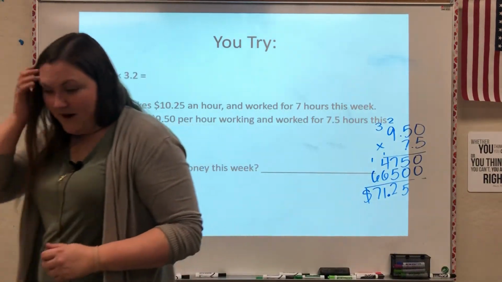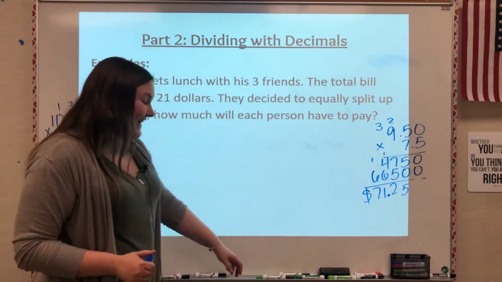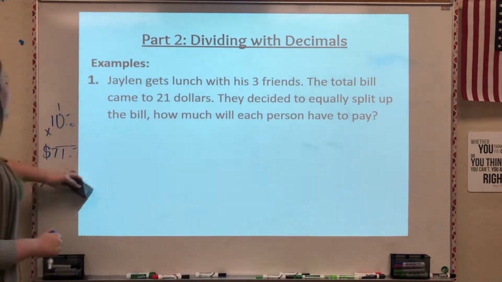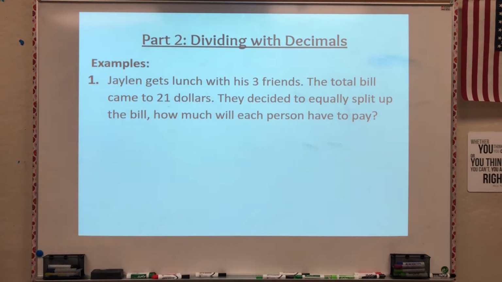This is the first part. This was multiplying decimals. There is a second part, which is on dividing with decimals. So to help us talk through this problem here, I've got Jalen gets lunch with his 3 friends. The total bill came to $21. They decide to equally split up the bill. How much will each person have to pay? What would the equation be for this problem?